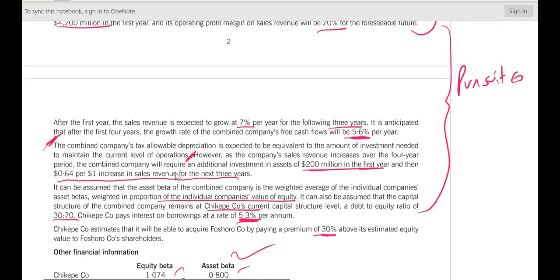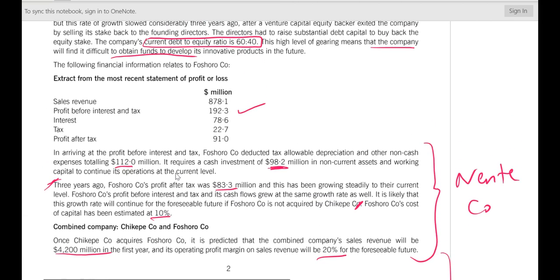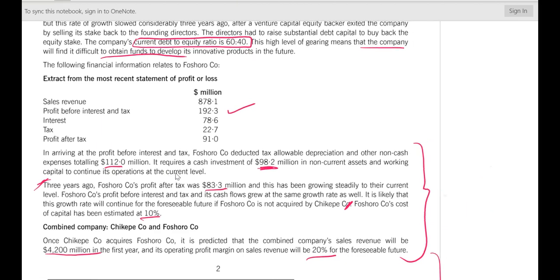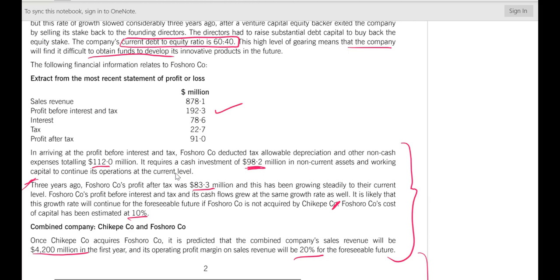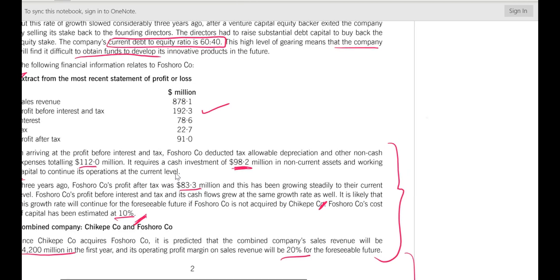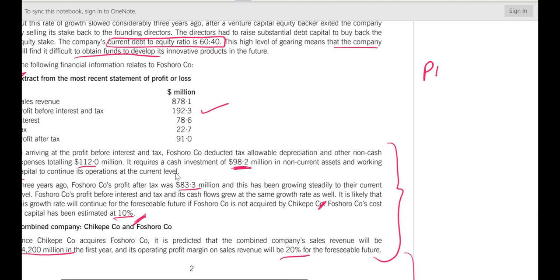Okay, here's the data given of the F company. In order to calculate the value of the F company, if we read this data, we come to know that we need to calculate the free cash flow to the firm. So for the free cash flow to the firm, we should calculate PBIT. PBIT is 192.3, it's $1,000,000.